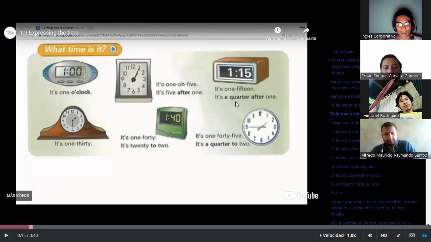Porque en vez de decir two quarter, puedo decir half. Half past two, o sea, como la mitad pasada de las dos. Puedo decirlo así. O incluso, si son las 45, en vez de decir three quarter, podría decir a quarter before three. Y me estoy refiriendo a las 2:45.